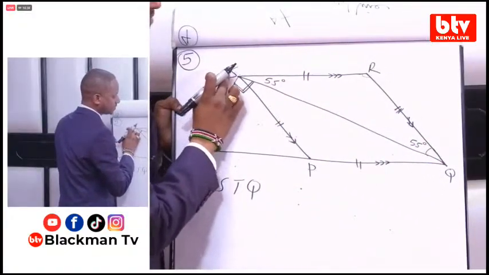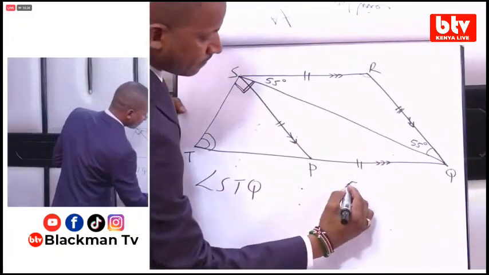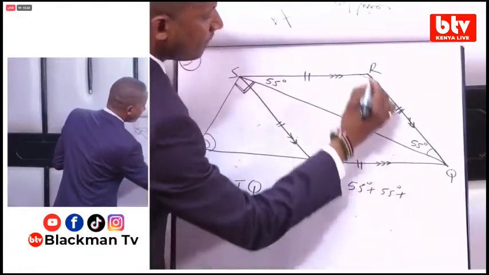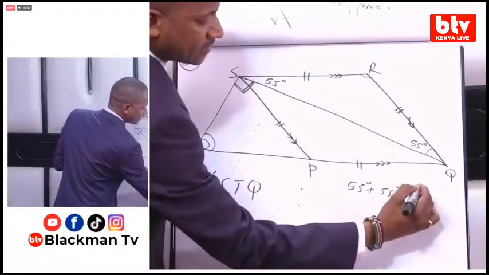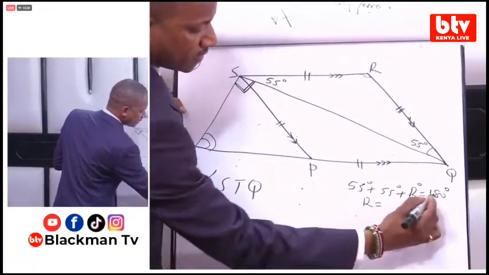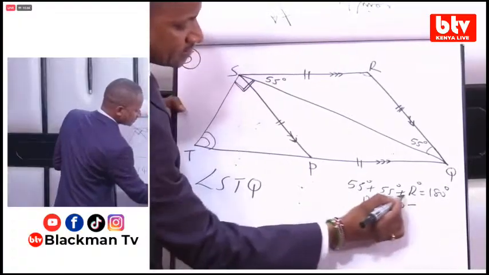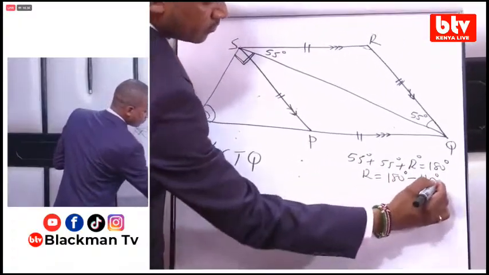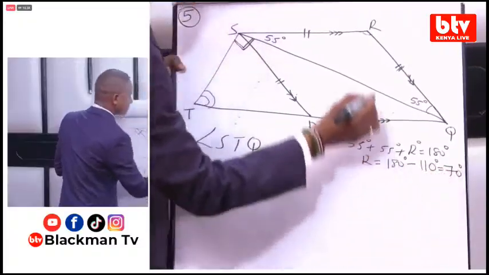So it becomes 55 degrees plus 55 degrees plus, let's say this is angle R, equals 180 degrees. Therefore, angle R equals 180 minus 55 plus 55, which is 110 degrees, which is 70 degrees. So this is 70 degrees.